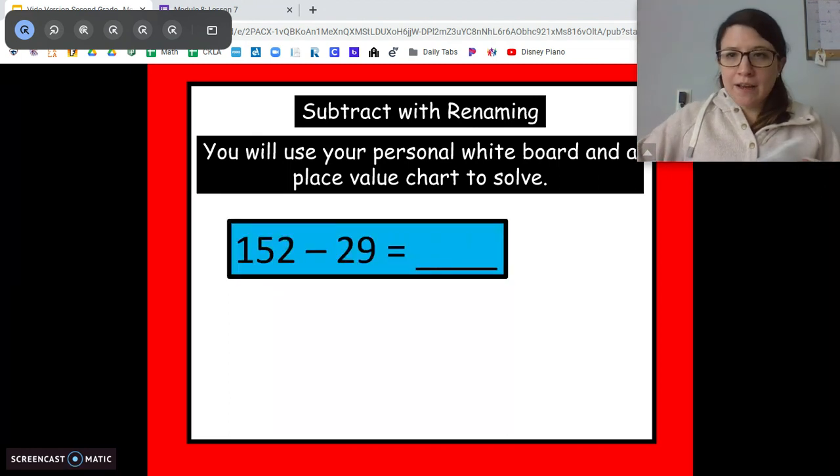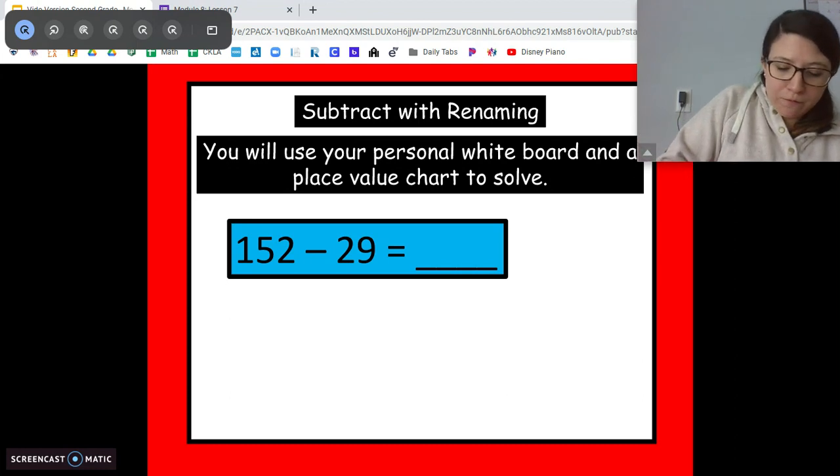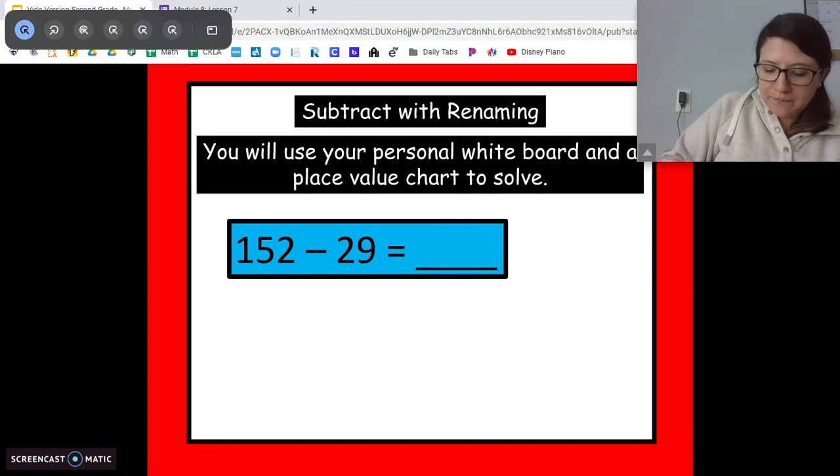Go ahead, write this down, solve it in whatever method works best for you, and then we will go over it. 152 minus 29. We'll pause and solve and come back when you're ready.